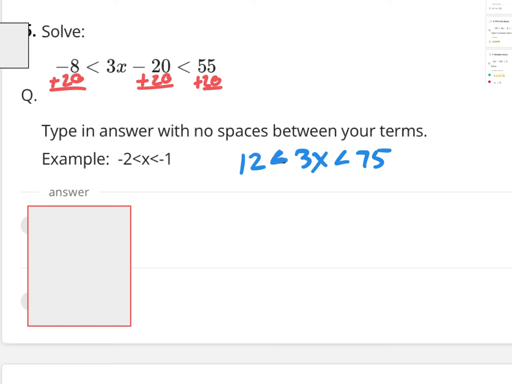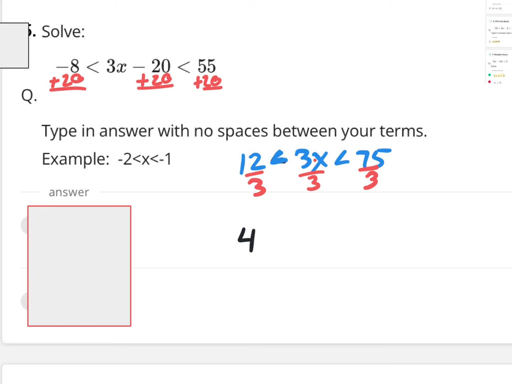Sorry about that. Okay, so it's all in blue. I almost have the x isolated in the middle. I now need to get rid of that multiplication of 3 in the middle by dividing by 3, and whatever I do to the middle, I do to both outside sides. So what do I have as a final answer here? 12 divided by 3 is 4.